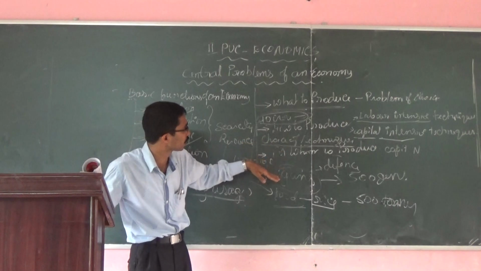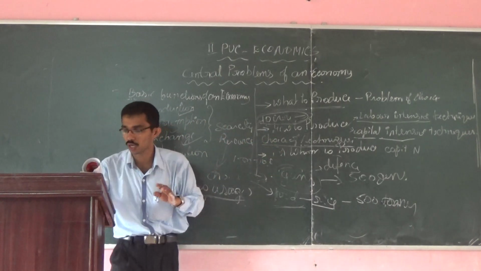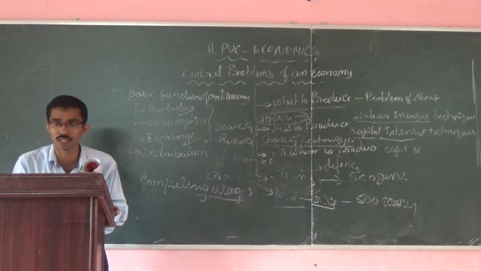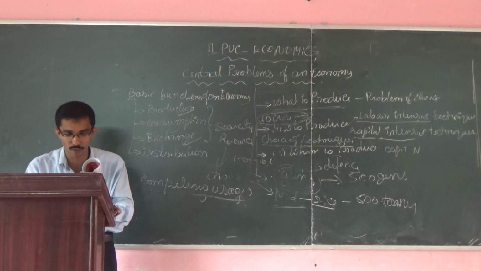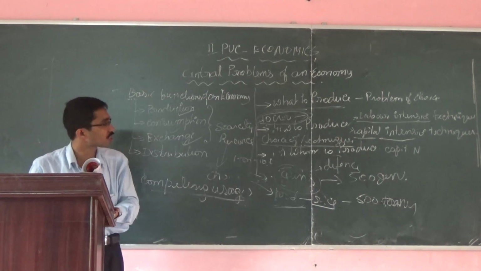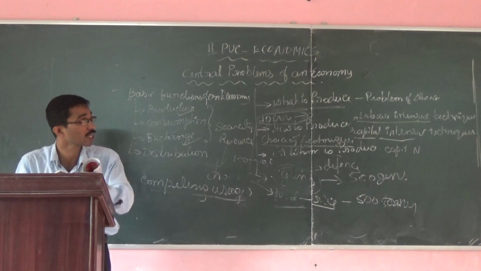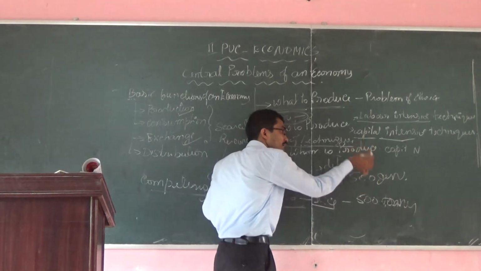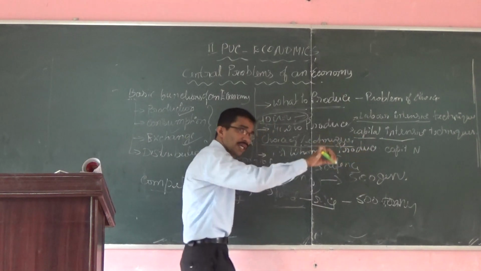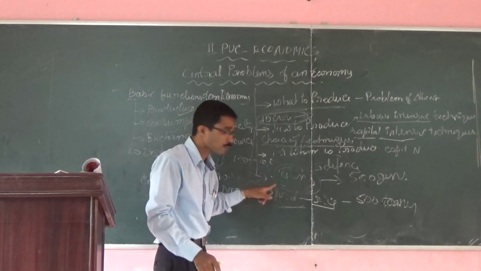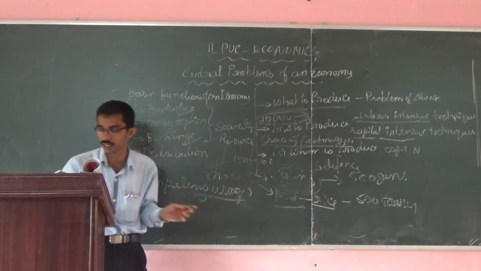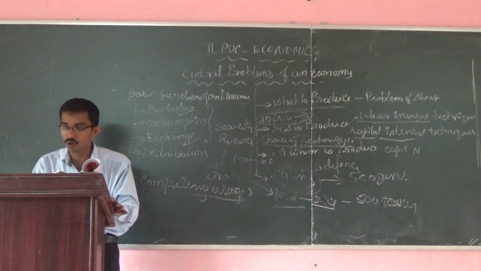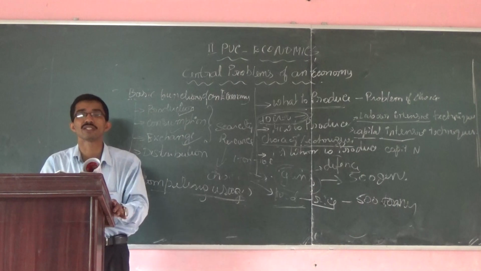And next another thing is for whom to produce. The goods and services produced in the economy are consumed by the citizens on the basis of community. Whether the producer uses labor intensive or capital intensive techniques, the goods and services produced in the economy are consumed by the citizens.